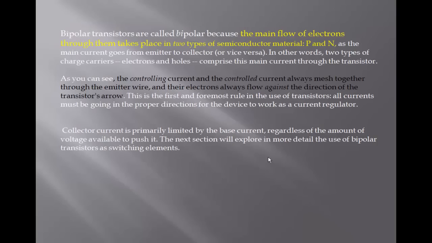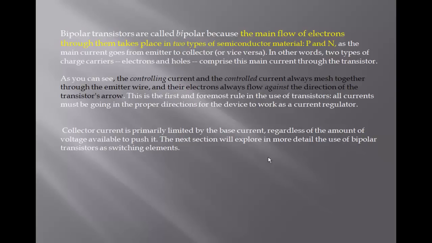Bipolar transistors are called bipolar because the main flow of current takes place in two types of material, P and N. As the main current goes from the emitter to collector or vice versa, the two charge carriers, electrons and holes, comprise the main current through the transistor. The controlling current and the controlled current always mesh together through the emitter wire, and their electrons always flow against the direction of the transistor's arrow. This is the first and foremost rule in transistors.